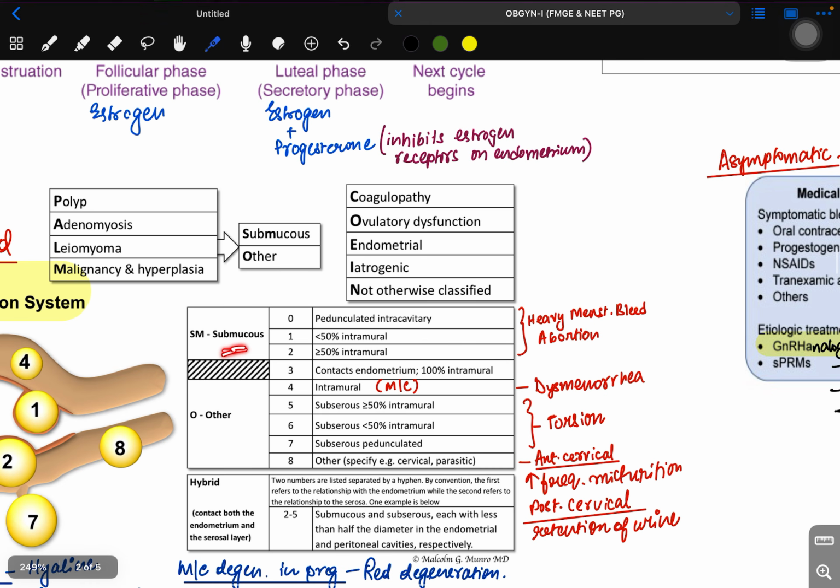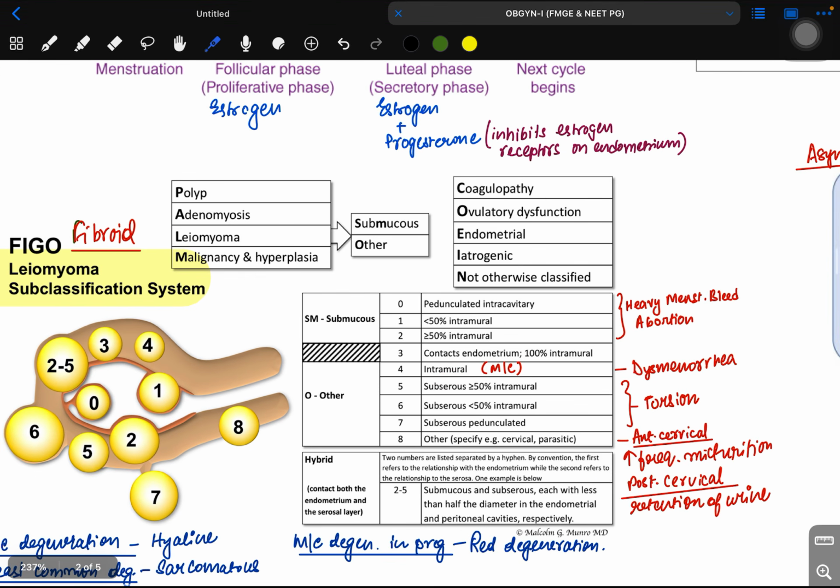So for the submucous type, the clinical features will be heavy menstrual bleeding, and it can lead to abortion. The intramural, number 4, is the most common one, and it will lead to dysmenorrhea. The subserous varieties will give rise to torsion. And the anterior cervical one, what will it do? It will increase the frequency of micturition. Like number 8, the anterior cervical, it will increase the frequency of micturition. The posterior cervical one will cause retention of urine.